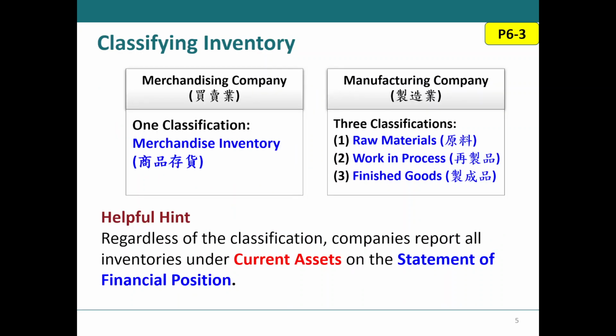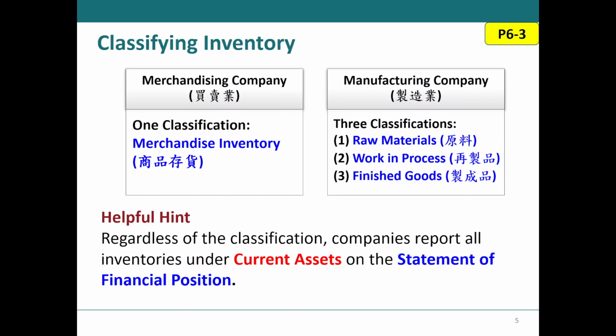And remember, in our course, we focus on merchandising company. So what's a merchandising company? 买卖业. You buy the inventory and you sell it directly. Will you do any changes on your inventory? You don't. So that's why we have only one kind of inventory, which is merchandise inventory.